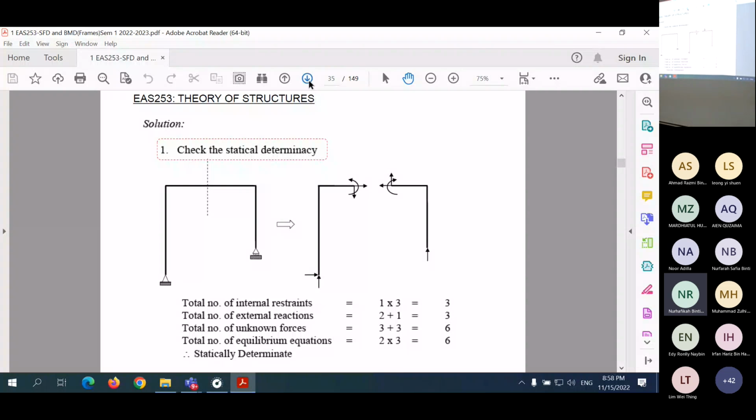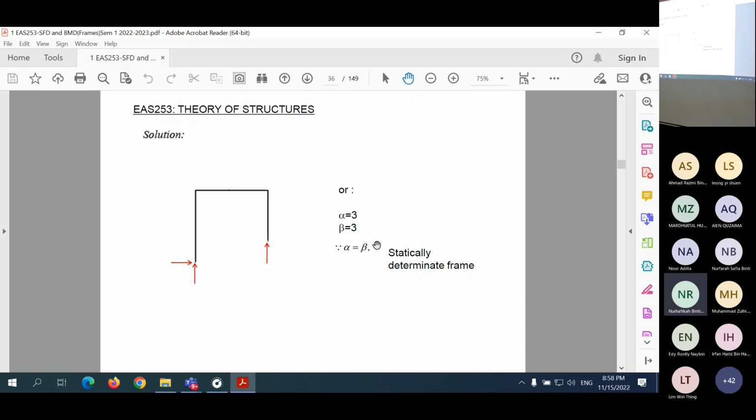You can also check in this way, a simpler way. When there is no loop, you don't have to cut. So you have 3 reaction forces, 3 equilibrium equations. So alpha equal to beta. So this is a statically determinate frame. Okay, class?